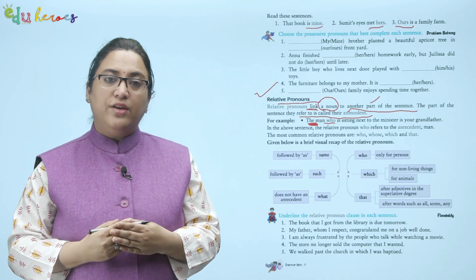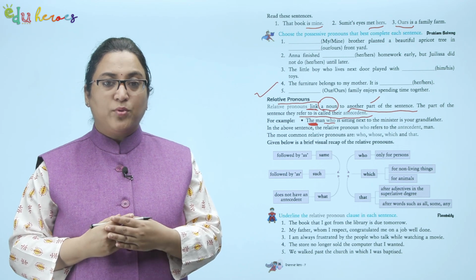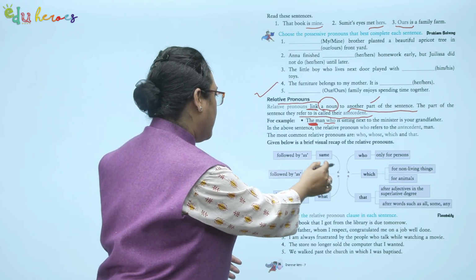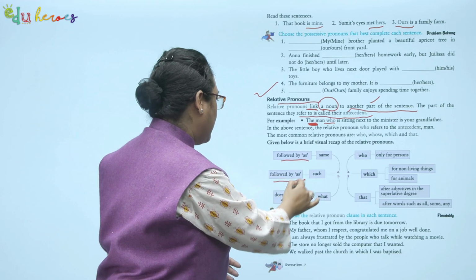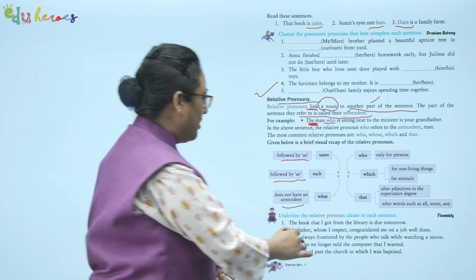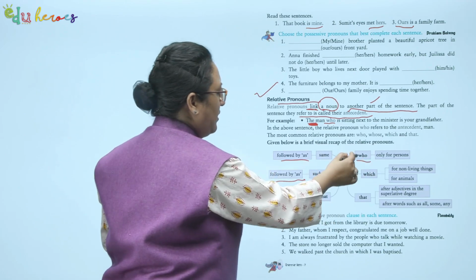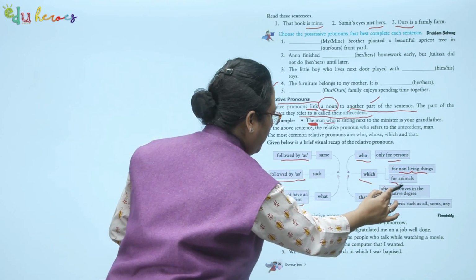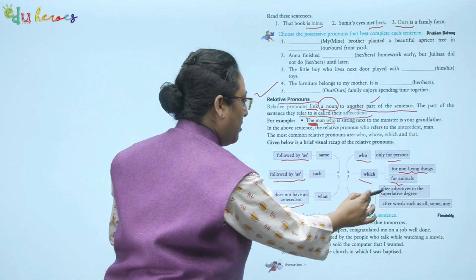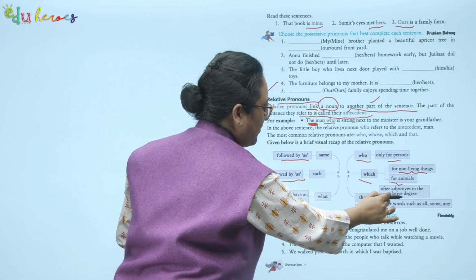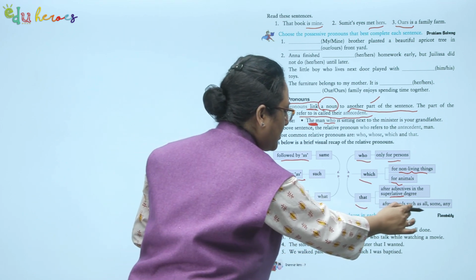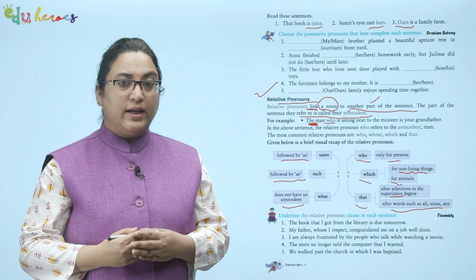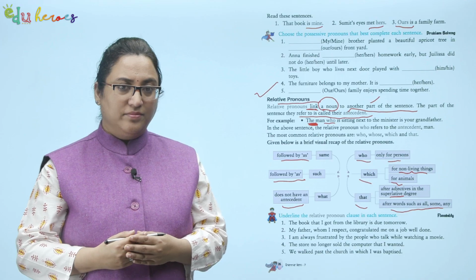Given below is a brief visual recap of the relative pronouns. So here, as you can see in this table, as does not have an antecedent. So we have who, meant only for persons, which for non-living things and for animals, and then that. This is used after adjectives in the superlative degree and after words such as all, some, any. Try out one exercise to check your understanding.